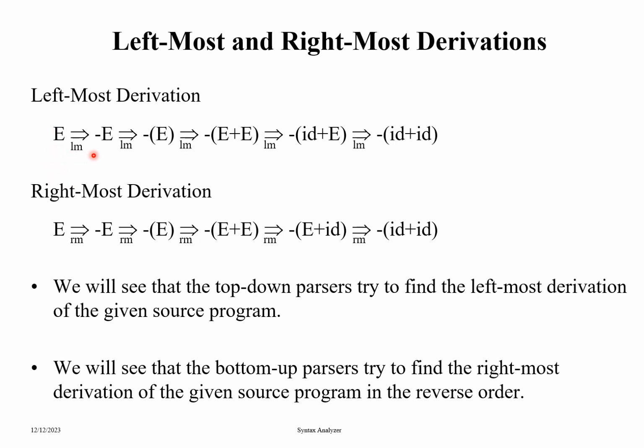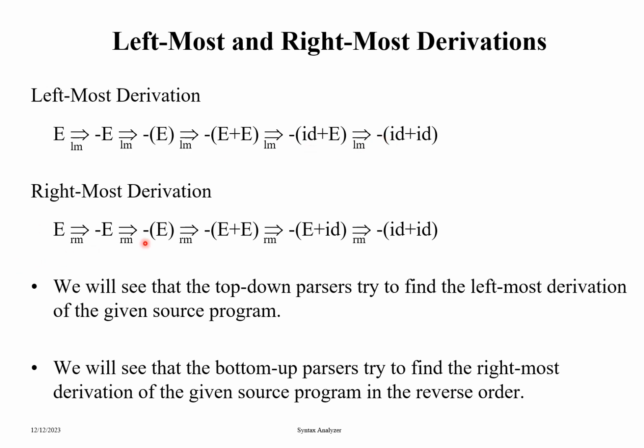E produces minus E, produces minus open braces E close braces, E produces minus open braces E plus E close braces, E produces ID. I can possibly replace ID in place of this E here. This is the leftmost E in the given production, and then I can possibly replace ID for this E also. So this is the leftmost derivation. I can replace right from the left hand side.